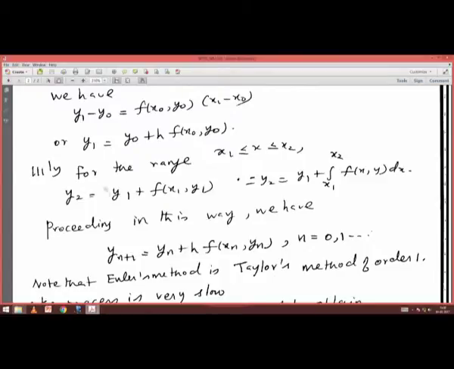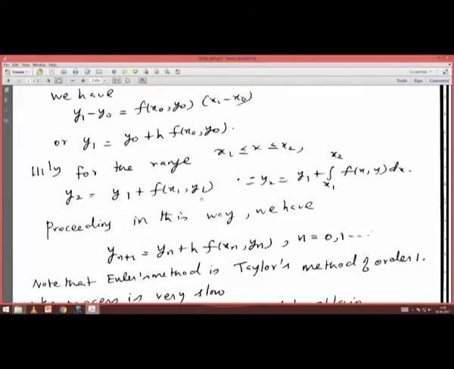What is it? It is y1 plus h f of x1 y1. How do I get it? I integrate the differential equation between x1 and x2 and use the initial condition that y at x1 is y1. So, I can get y2 immediately as y1 plus h f of x1 y1.